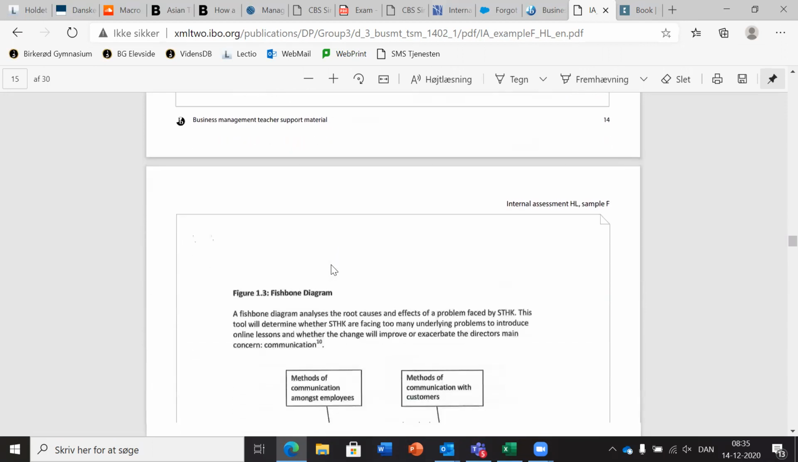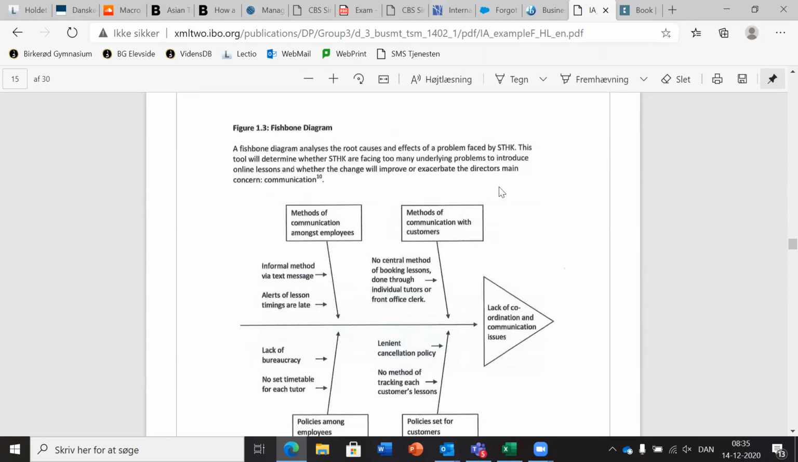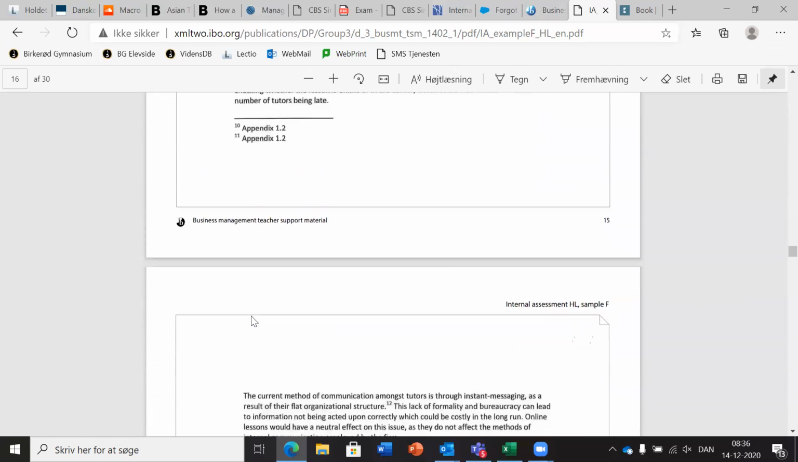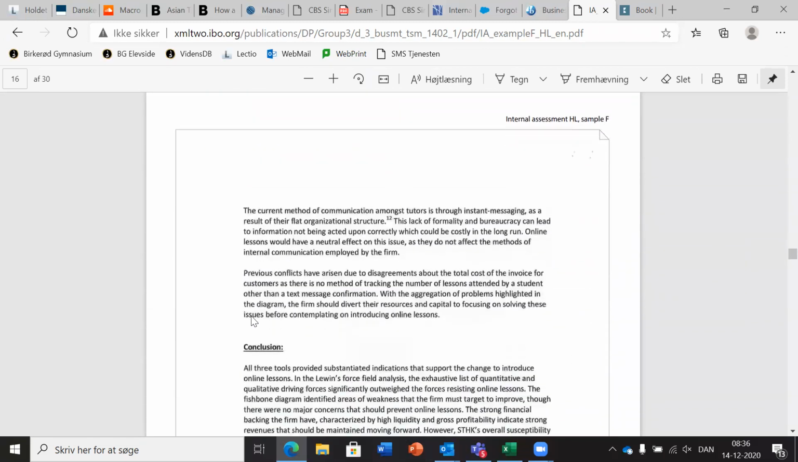And the last one, the fishbone diagram. What I like about how he used the fishbone diagram is that he links in the interviews he did. He found out that there was a big problem for the company, and something that was going to get in the way of whether these online lessons would be successful: a lack of coordination and communication issues. Then he used the fishbone diagram to find out the real cause of this. So he does the fishbone, and then has a brief 1 or 2 paragraphs of mini conclusion on that.